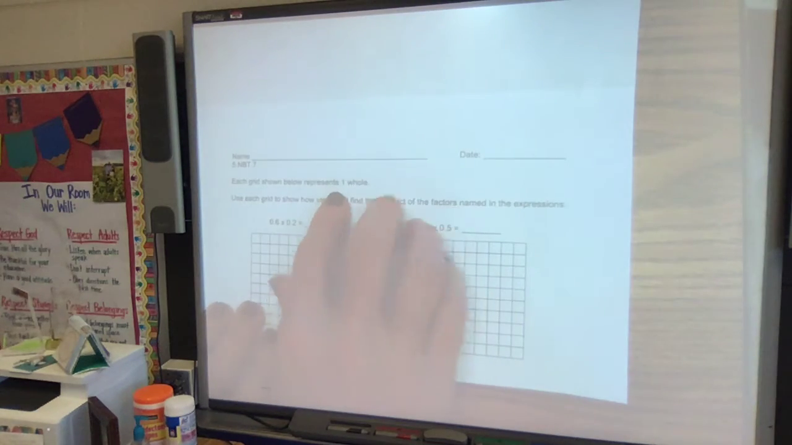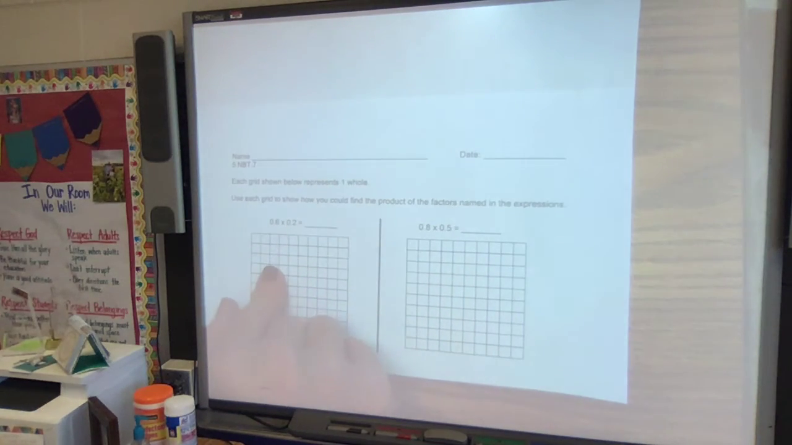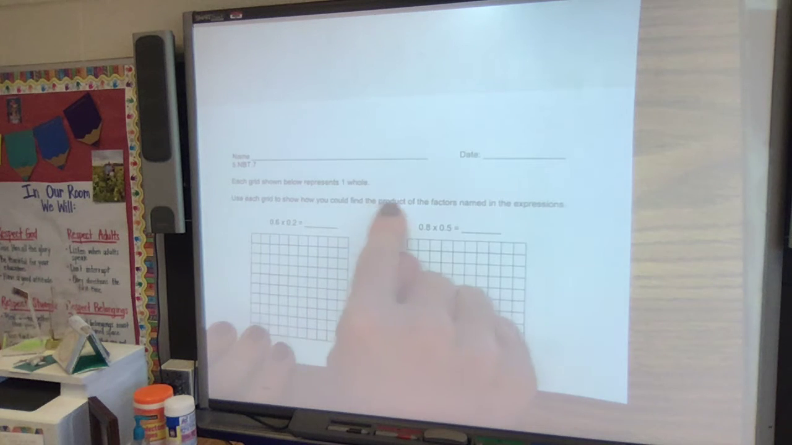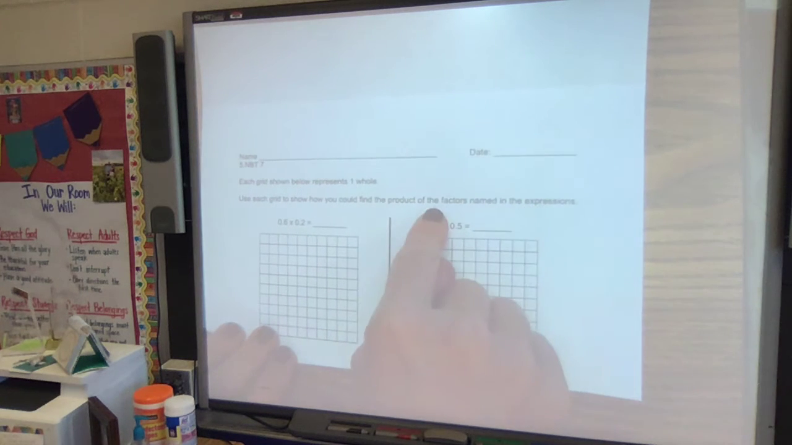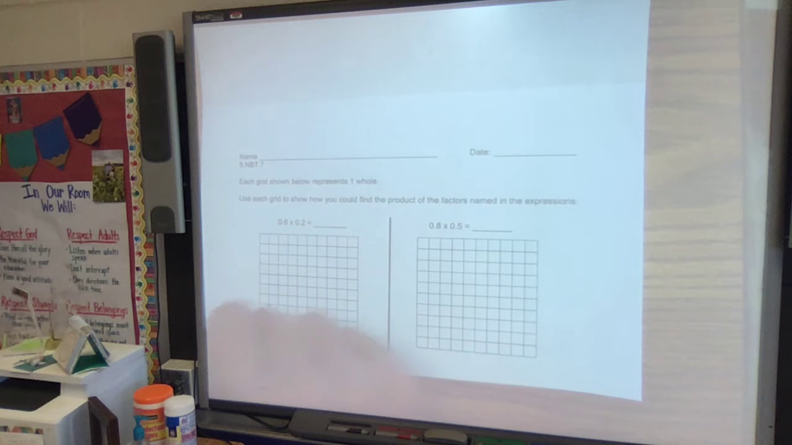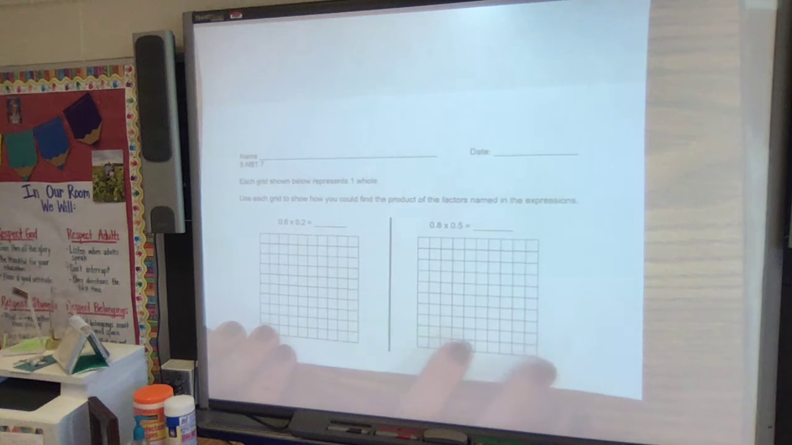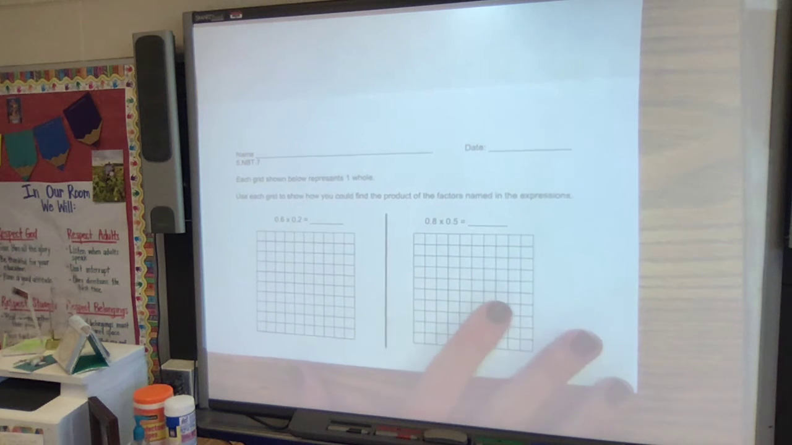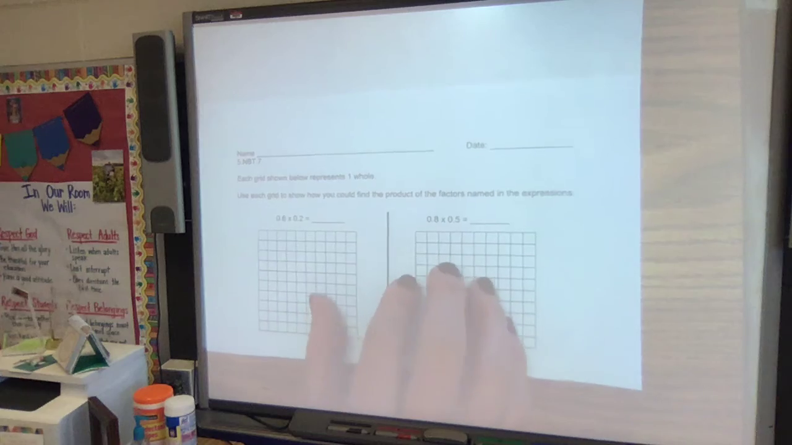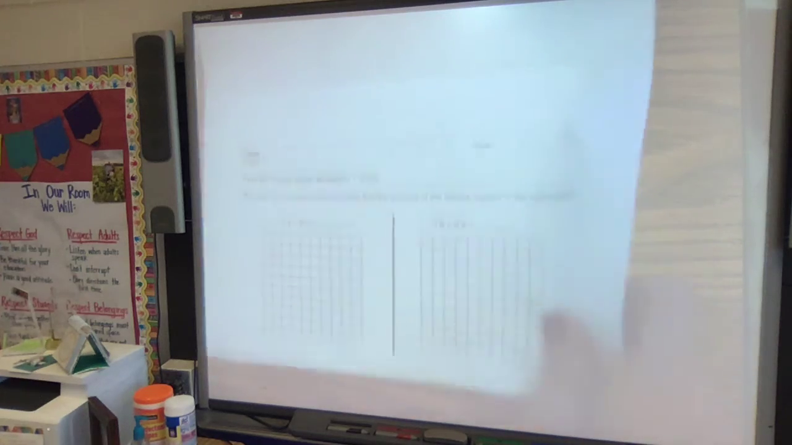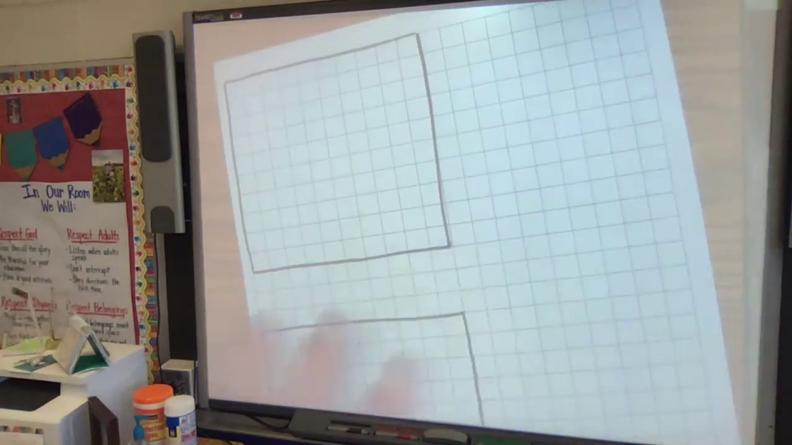At the bottom, we have some grids. They represent a whole. Use the grid to show how you can find the product of the factors. Remember, these are the numbers being multiplied, named in these expressions, which actually these are equations because they have an equal sign. So we're not going to do these. These are going to be your homework, but you do have some grid paper.